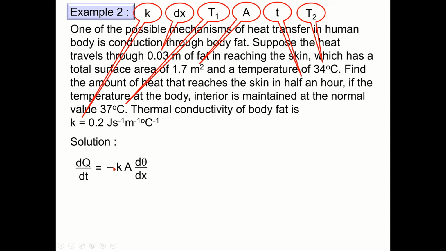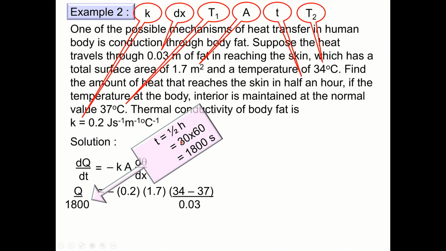So using the equation dQ/dt equals negative KA dθ/dx from Fourier's law, we substitute the value of time taken, half an hour, converted to seconds. 60 minutes is one hour, half of that is 30 minutes, then times 60 to convert to seconds. Then K value 0.2, area 1.2, hot to cold, so 34 minus 37 degrees Celsius divided by the distance traveled, 0.03. So the answer is Q equals 6.1 times 10 to the power of 4 joules.